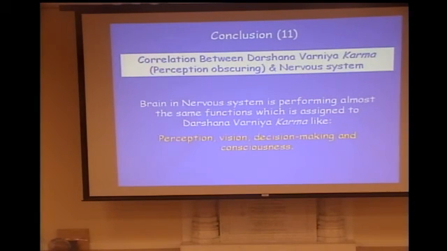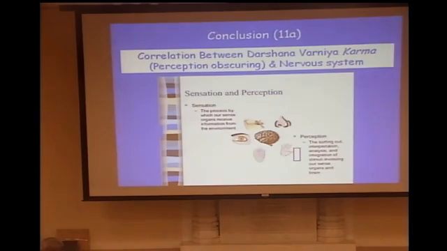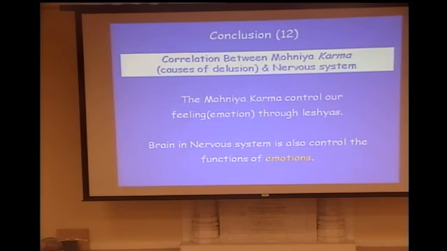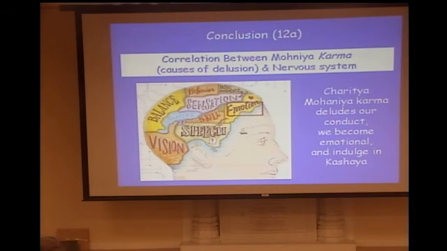Correlation, Darshana-Varniya karma. Perception and vision are all responsible through the brain. Remember, this is perception with the five senses. Those are related to the nervous system, which is Darshana-Varniya karma. Mohaniya karma is emotions, and hormone levels in blood and urine rise during emotion. Those emotions are anger, ego, deception, greed. So this Mohaniya karma directly reflects our glands, and those hormones affect our glands. Mohaniya karma controls our feelings and emotions. Here is the emotion part of the brain.